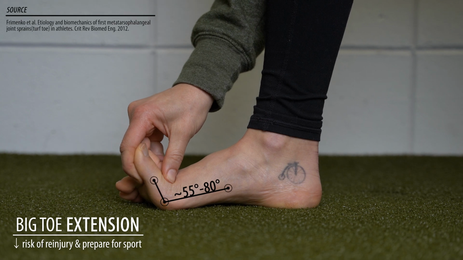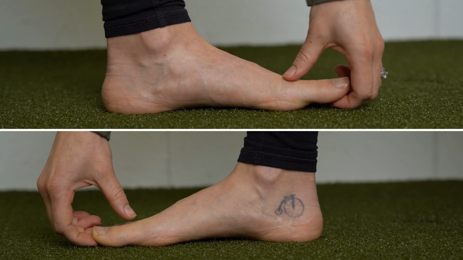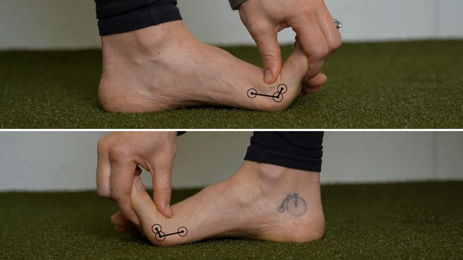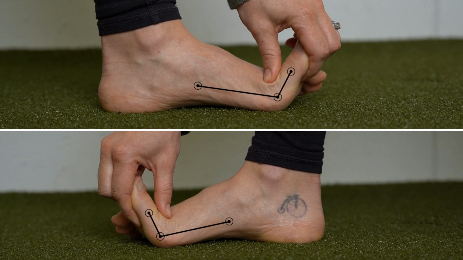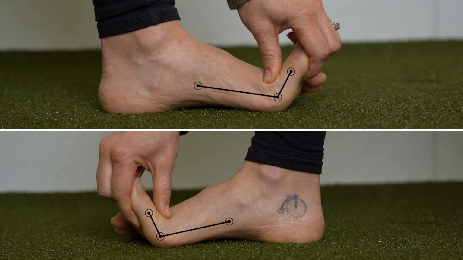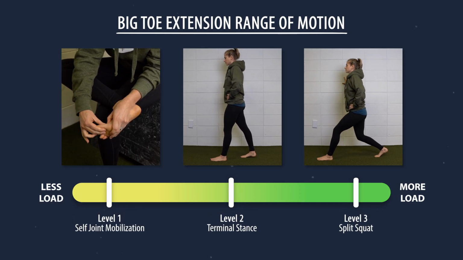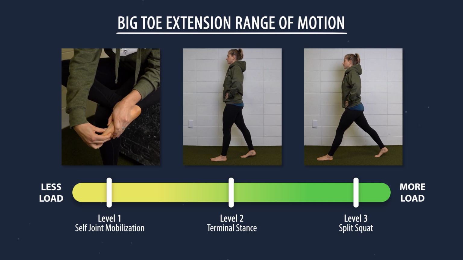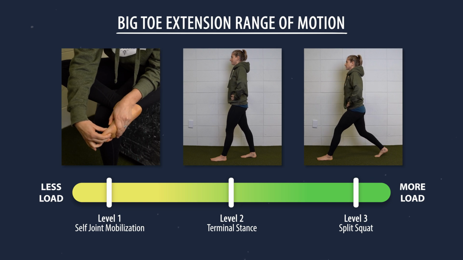Big toe extension range of motion. Big toe extension can range anywhere from 55 to 80 degrees. At minimum, you should aim to restore range of motion that is equal to your uninjured side. This will help reduce risk of re-injury and prepare you for the demands of your sport. Here are 3 levels based on the load placed through the big toe. Find an appropriate level which you can perform without pain and progress over time.